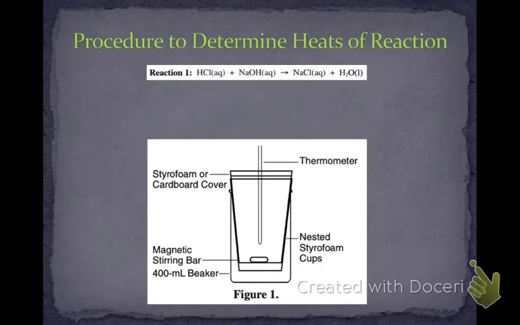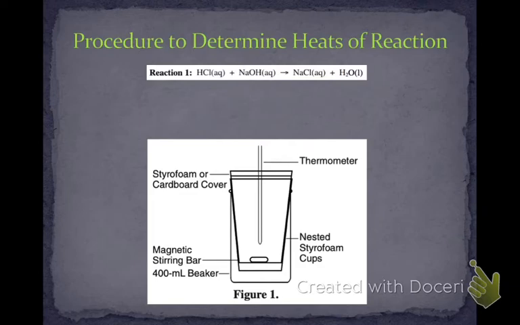So we'll just take some time for you to see what the procedure is and for it to make a little bit of sense for you, and then I will give you all of the data on the next slide. So this is reaction 1, and in reaction 1 you're going to be mixing 2 molar hydrochloric acid with 2 molar sodium hydroxide. It's going to form sodium chloride salt and liquid water.